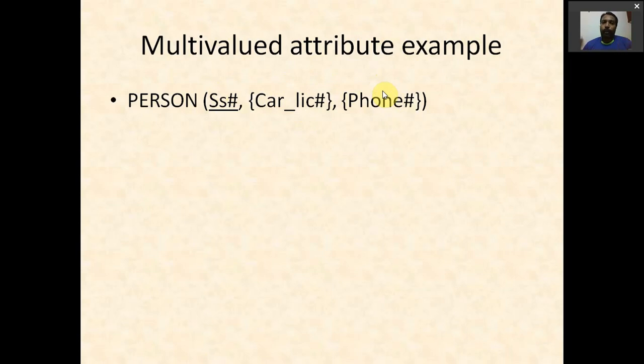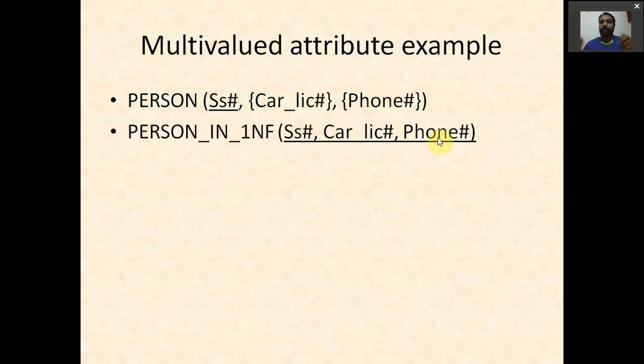So in order to normalize this, according to the previous definition, we have to include all the multivalued attributes into a separate table, and the combination will form the primary key. So in this way we have to normalize. But still this table will suffer from the redundancy problem. So this is not the right way to normalize.